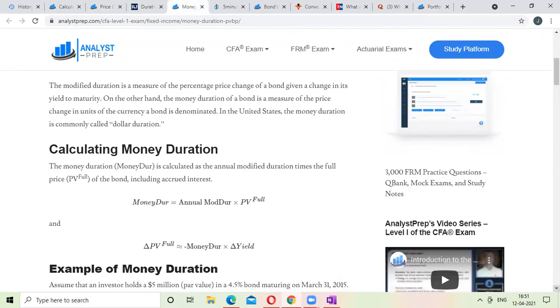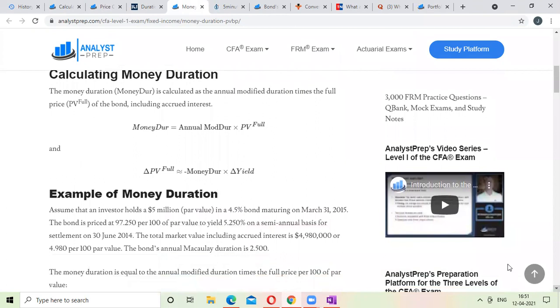So this is one more question. Calculate money duration. So annual modified duration into price value, that is the full price of the bond they'll give you, or modified money duration. This full price, if you want, you can divide money duration by annual modified duration. Anything is all right. Any formula you can follow, that's not a problem.